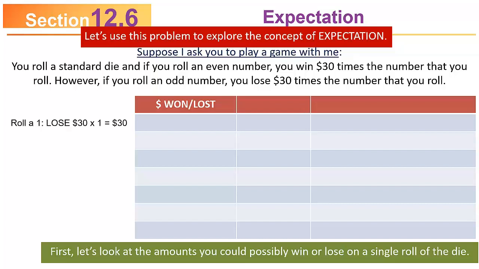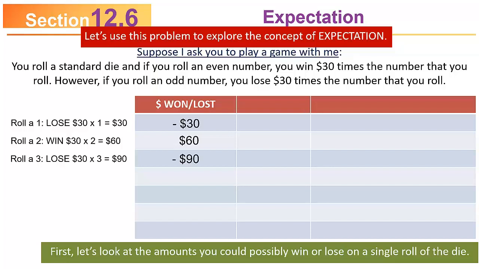If we do that, suppose you roll a 1. Well, 1 is odd, so you'd lose 1 times $30. You would lose $30. I'm going to indicate that by putting a negative sign in front of it. If you roll a 2, that's an even number. You'll win 30 times 2. You'll win $60. If you roll a 3, that's odd, so you lose 30 times 3, which is $90. You see how this is working.